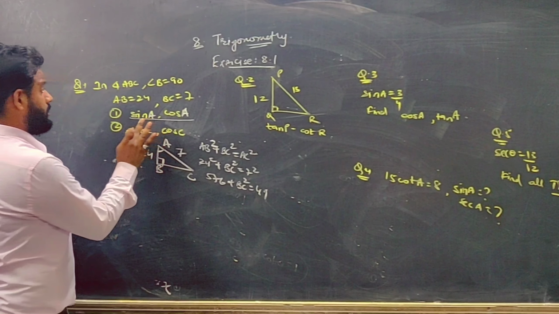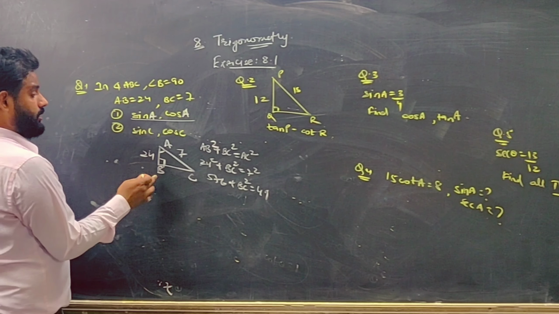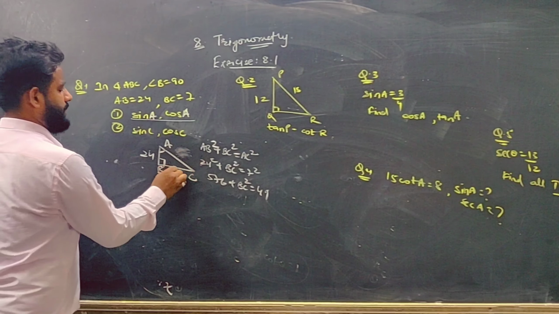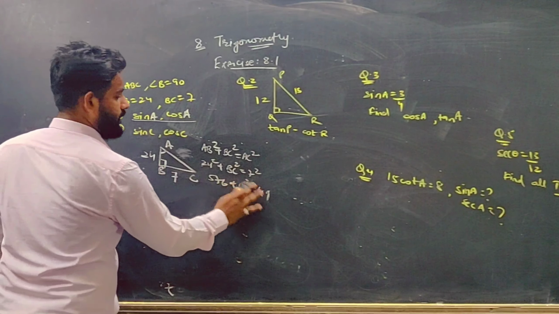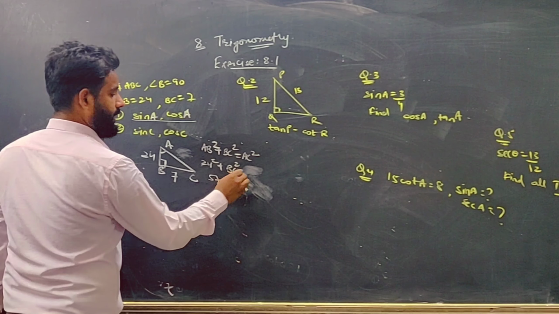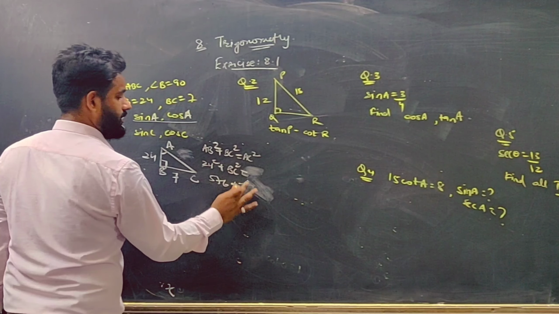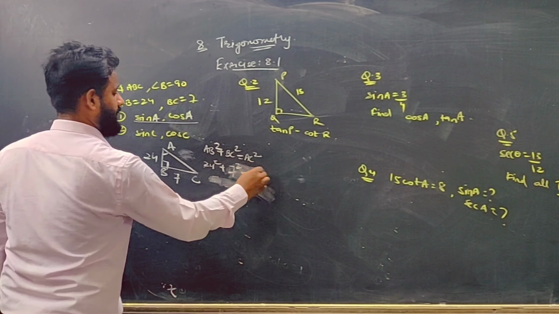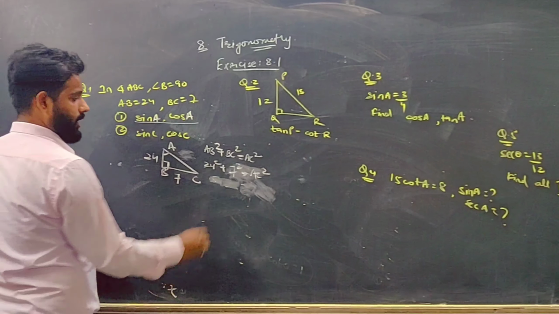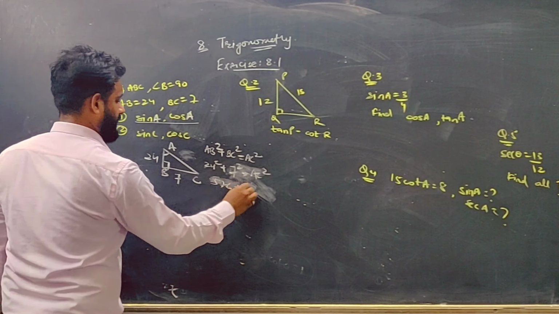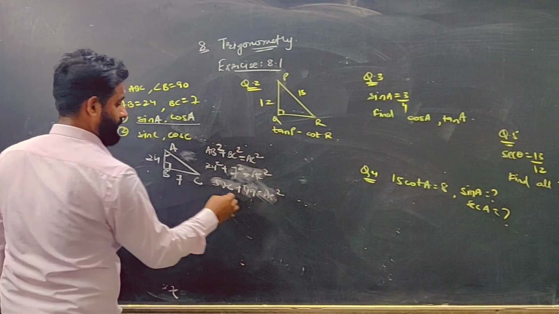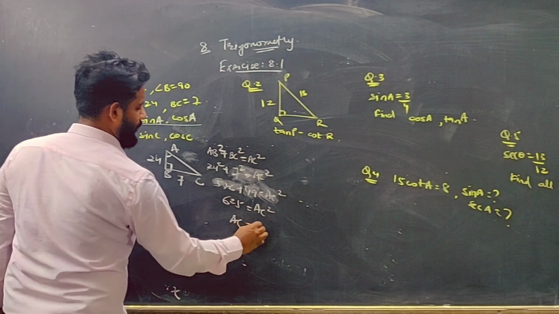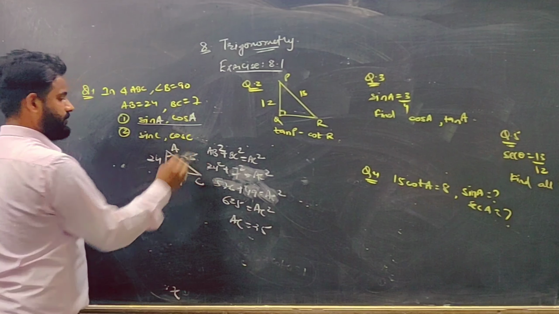Sorry, here B is 90, so AB is 24, BC is 7. My mistake, BC is given. So here it will be 7 square, and AC is unknown, right? Because the hypotenuse is also required. So 576 plus 49 is equal to AC square. That will give you 625 is equal to AC square, and AC is equal to 25. So you got 25, right?